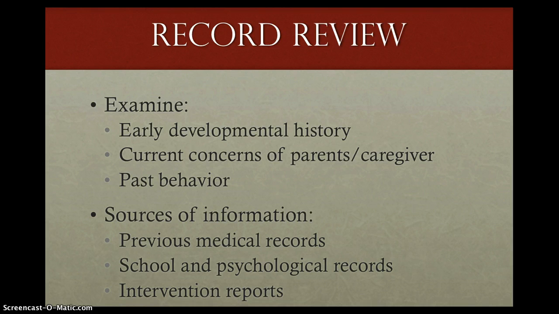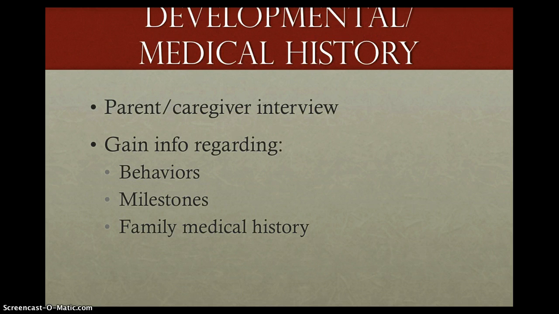Wanting to know what the current concerns are of the parents or the caregiver, and any information on past behavior. And then actual school records or any kind of clinical or medical records, and past interventions that may have been tried, irrespective of whether or not there was an initial diagnosis at this point. The parent and caregiver will have to give you the medical information, permission to see it.